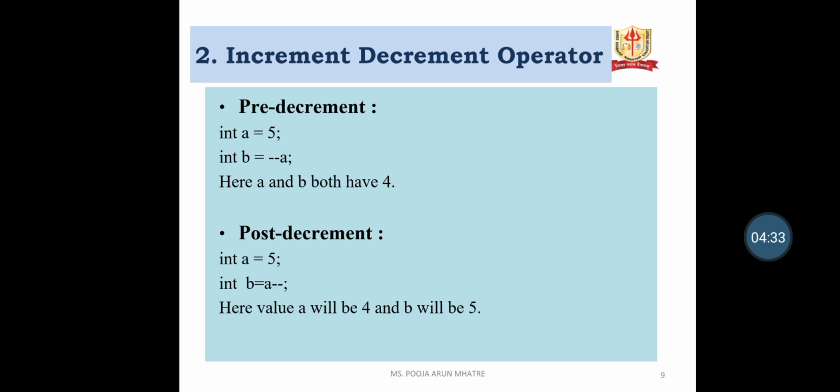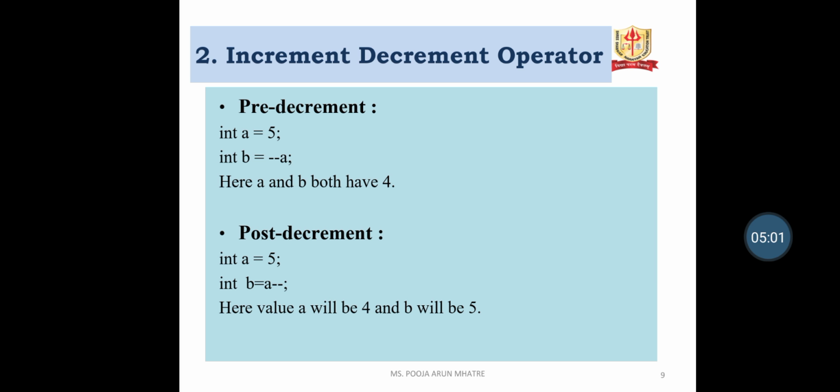Example of pre-decrement: the value of a is 5 and b is equal to minus minus a. So here the values of a and b both are 4. That means if the value of a is 5, then minus minus a means it is decremented, subtracted by 1. So 5 will become 4. So the value of a is 4 and the value 4 is assigned to b.